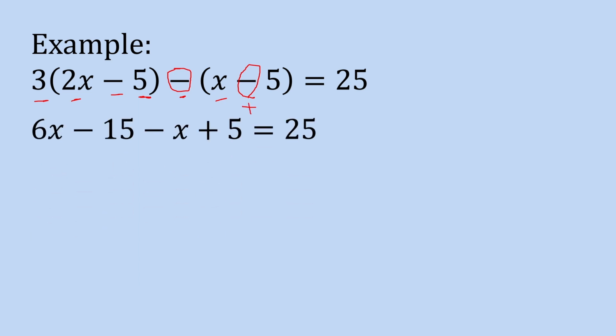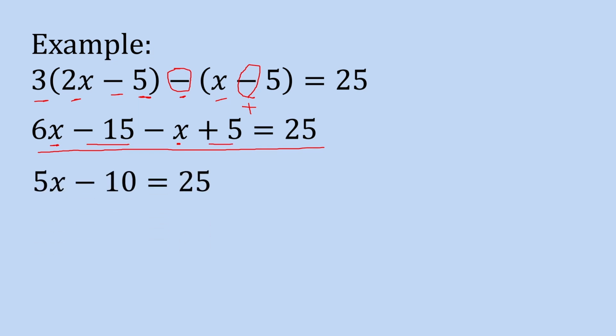So next step, as we discussed, 6x minus 15 minus x plus 5 is equal to 25. Here this x and this is also x. So 6x minus x is equal to 5x, and here minus 15 plus 5 is equal to minus 10. So 5x minus 10 is equal to 25.